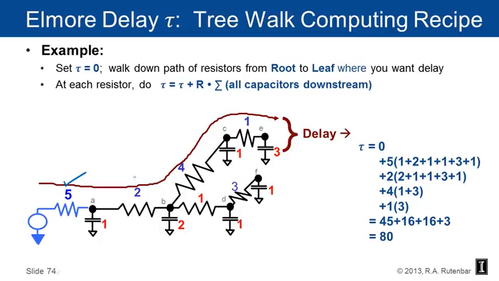And then you go further, and you go to the resistor with a value of 2 between A and B, and you add all the capacitors downstream: 2 plus 1 plus 1 plus 3 plus 1. And then you keep going, so we're going down the resistor of value 4 between B and C. The capacitors you see now in front of you are 1 and 3, so 4 times (1 plus 3). And then you get the resistor of value 1 between C and E, and multiply that by the capacitance 3. 45 plus 16 plus 16 plus 3. If I did it right, 80. 80 is the delay to that node. It's as simple as that.